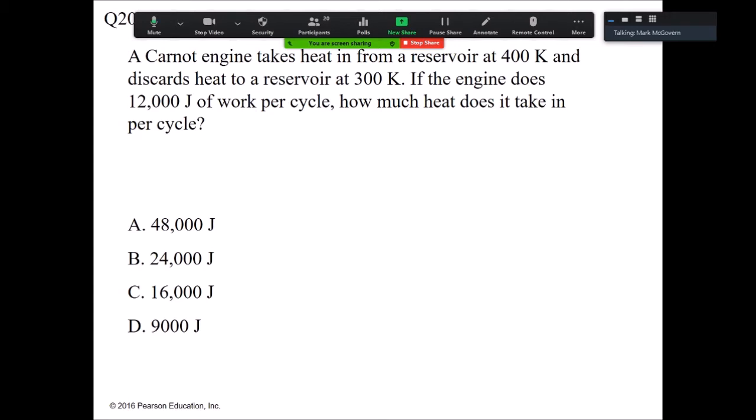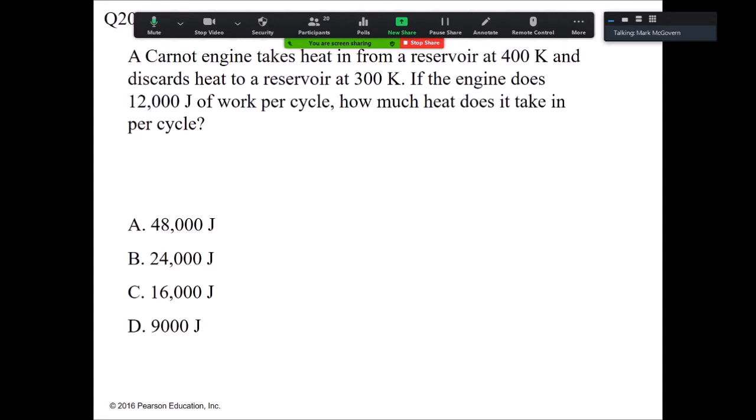All right. Let's do a little more complicated stuff here. A Carnot engine takes in heat from a reservoir at 400 Kelvin and discards heat to a reservoir at 300 Kelvin. That's not amazing, but okay. If the engine does 12,000 joules of work per cycle, how much heat does it take in per cycle?